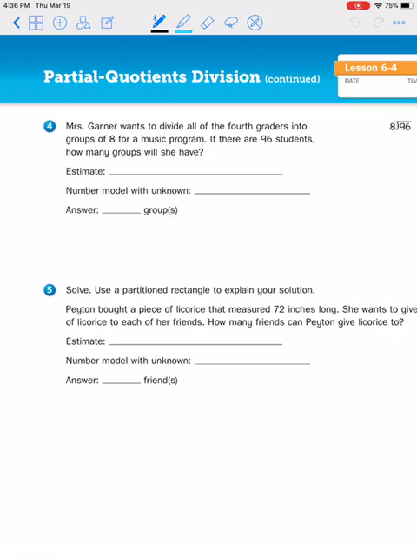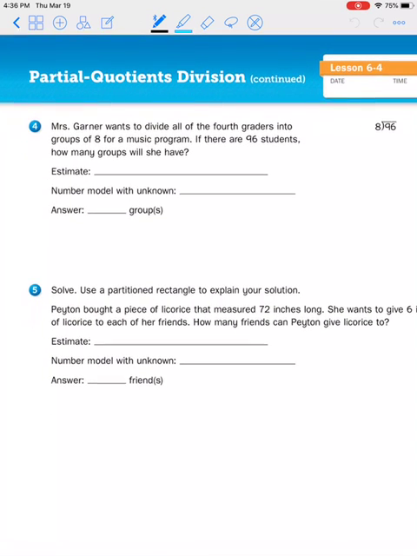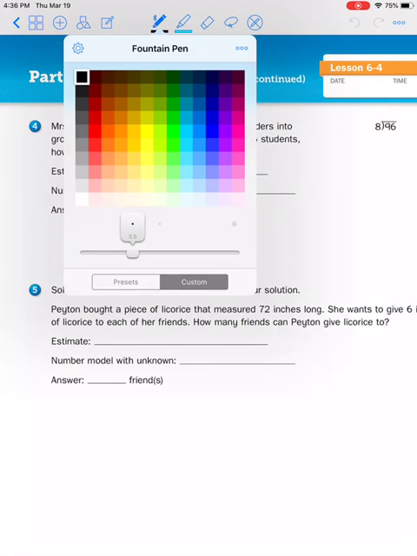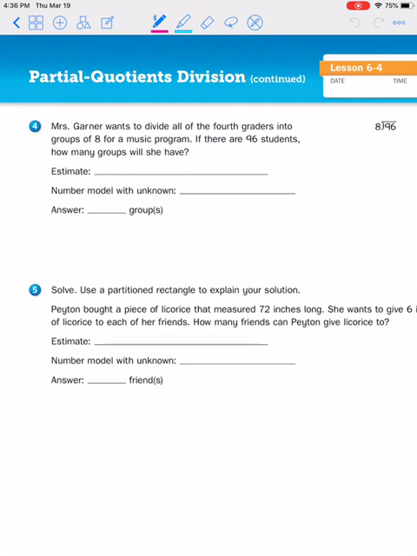All right, let's look at number 4. Mrs. Gardner wants to divide all of the 4th graders into groups of 8 for a music program. If there is 96 students, how many groups will she have? So let's underline the important information. So we know that she wants to divide all of the 4th graders into groups of 8. Sorry, not 8 groups, groups of 8. So 8 people in each group. And she has 96 students that she has to divide into groups of 8. So we have to figure out how many groups will she have.